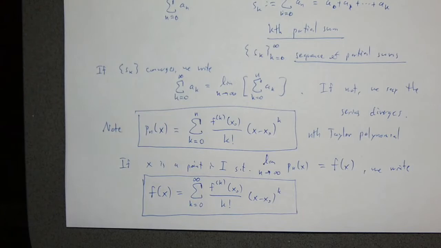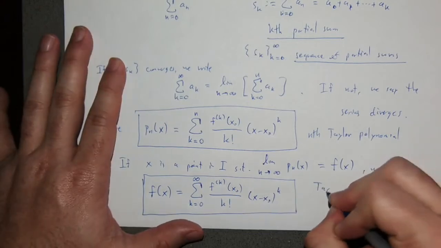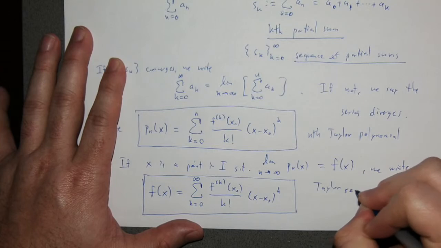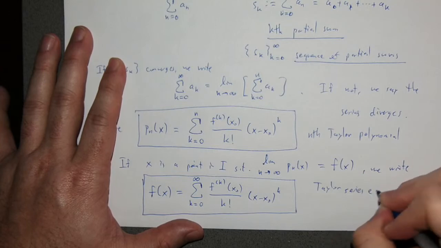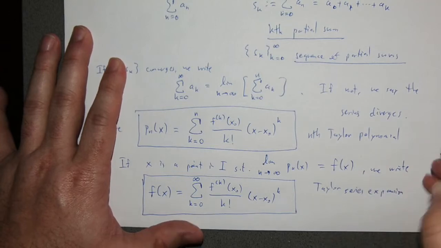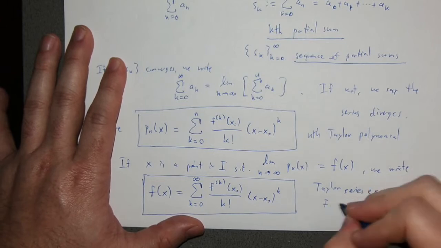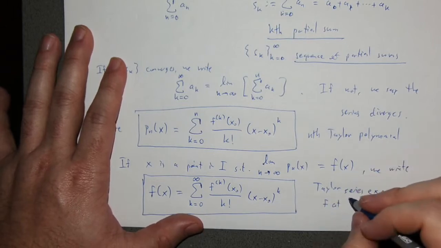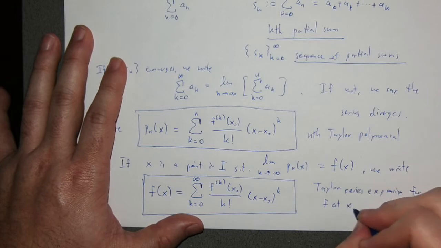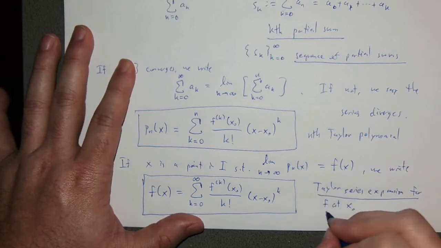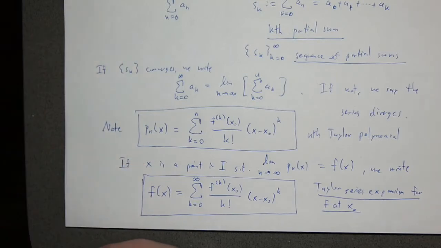Okay. This is called the Taylor series expansion for f at x naught. Okay, so you've heard that notion before. So this is called the Taylor series expansion for f at x naught.